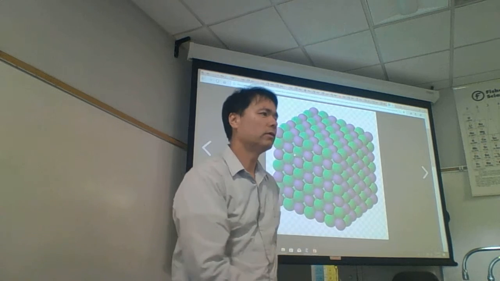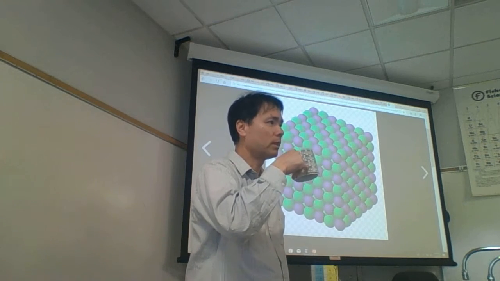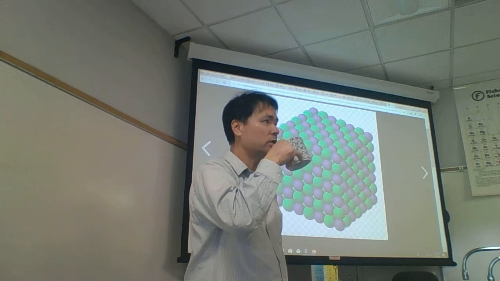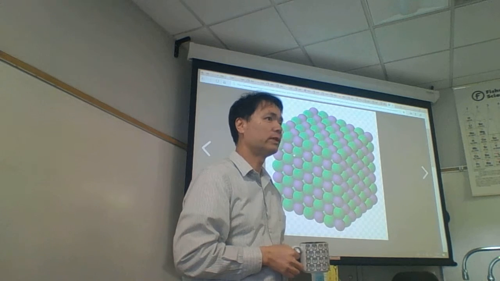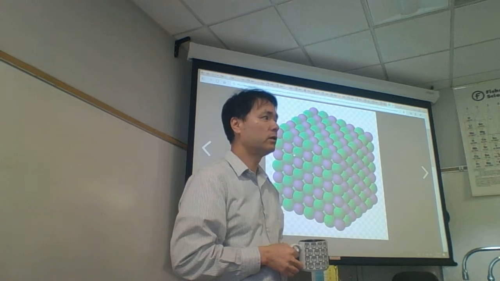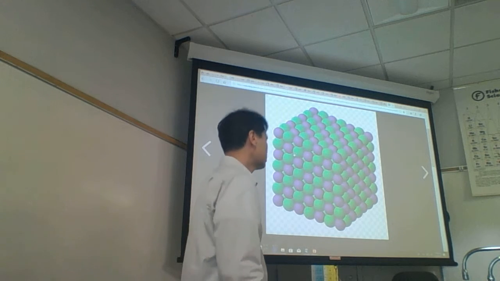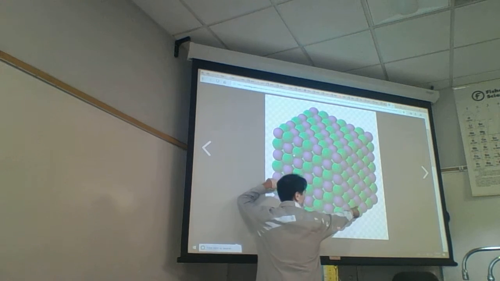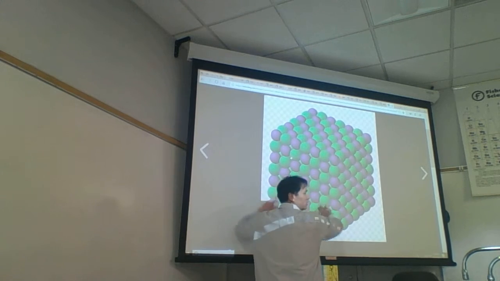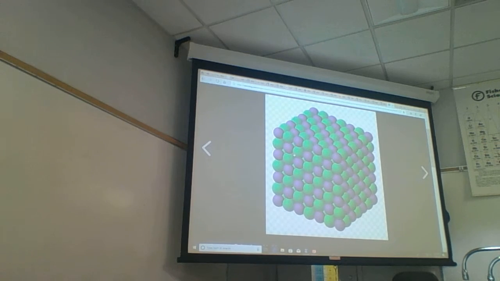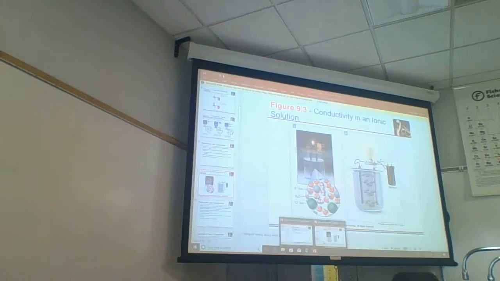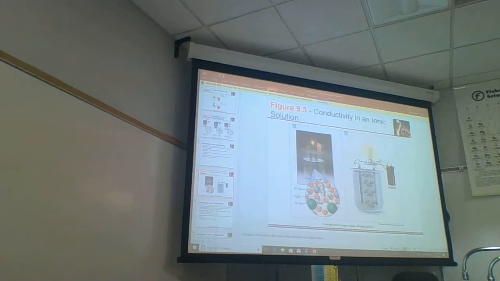Do solids have, what kind of motion is available? Vibrational motion, yeah. What else? What are the three types of motion? Rotational and translational. Solids don't have translational motion. So if I put an electrode here and electrode here, are the ions going to move? No, they don't because there's no translational motion in solids. Whereas in liquids, there is translational motion. And so, let's go on here. So this is why we see electrical conduction here.